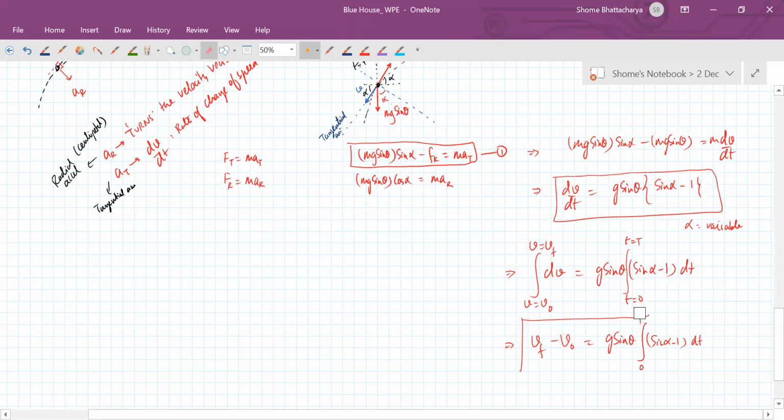So we'll see some way to eliminate this term, this sine alpha minus 1 integration. We'll have to find some way to eliminate this. Okay, so this is our equation 1 in the final form, in the integrated form. So we want to find out this v final, but the problem is this integration. Okay, so we'll find another way to interpret this free body diagram so that we can eliminate that integration. So just write down up to here.